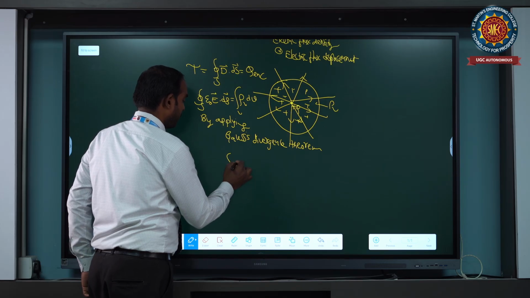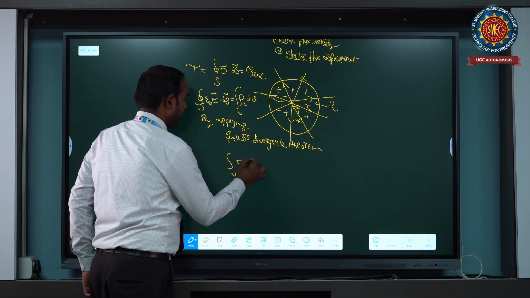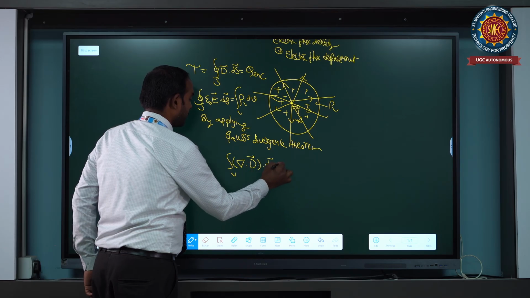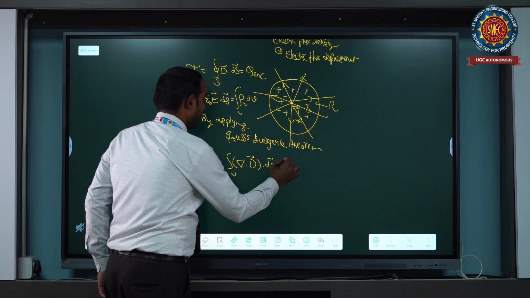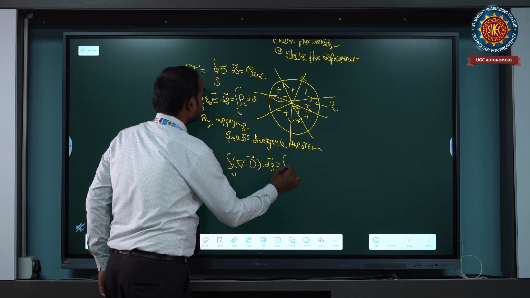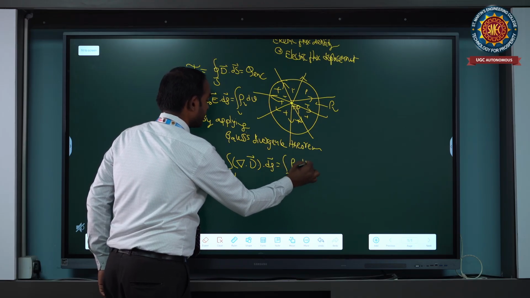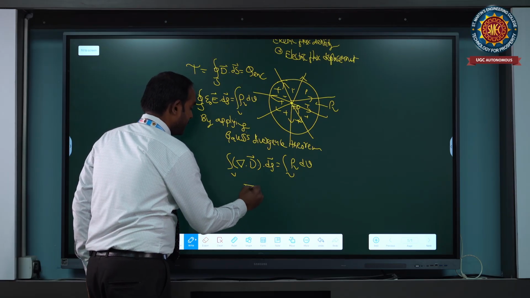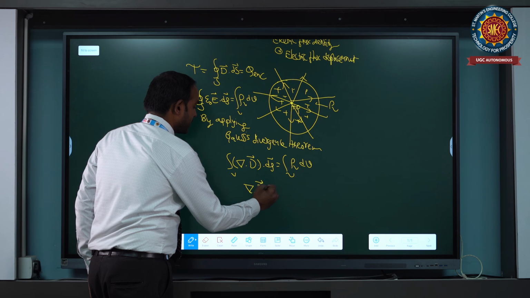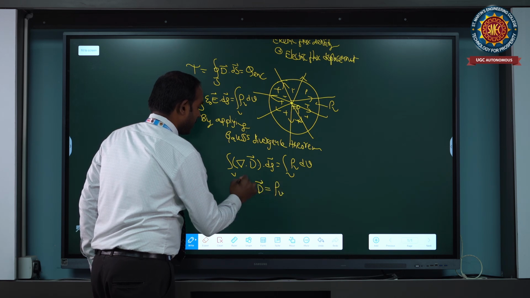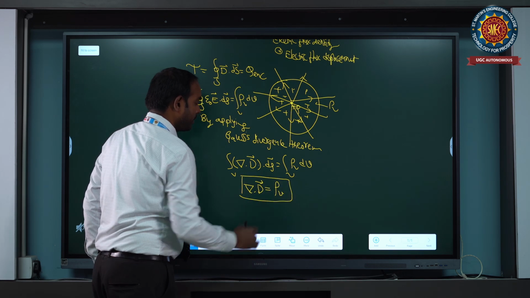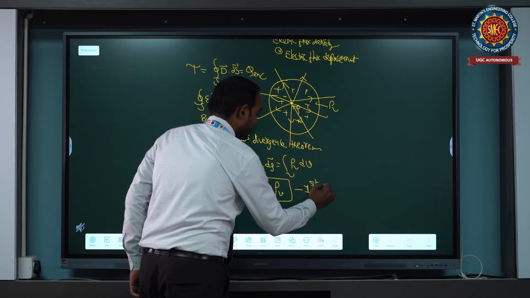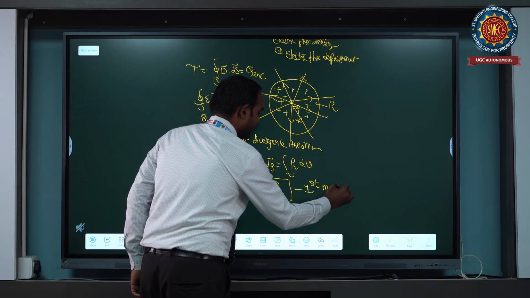the volume integral of divergence of D vector dv is equal to the volume integral of rho v dv. So by comparing the integrals, we get the relation: divergence of electric flux density is equal to the volume charge density. It is one of the first Maxwell's equations to be derived. First Maxwell's equation.